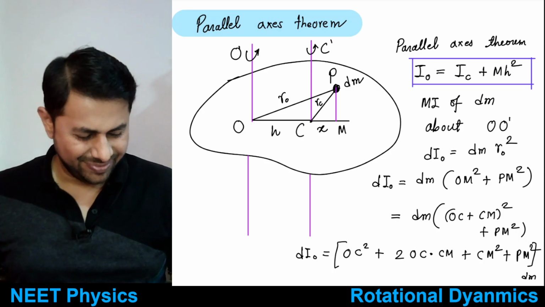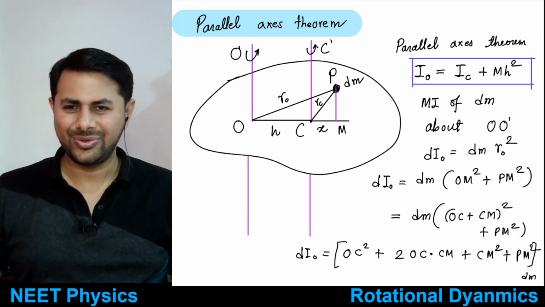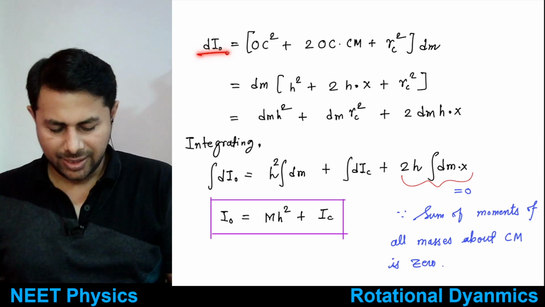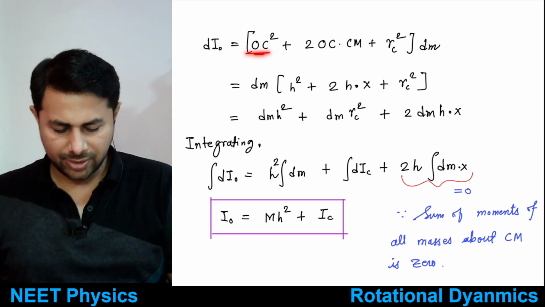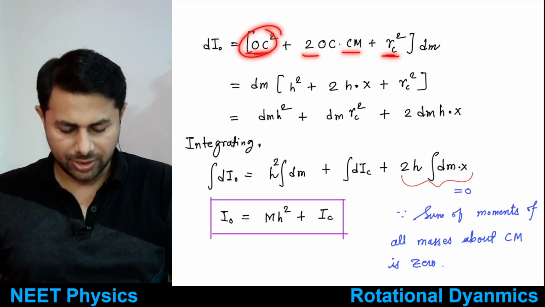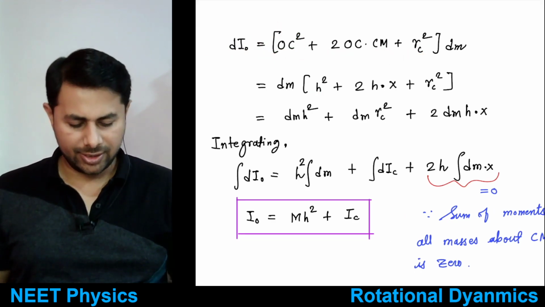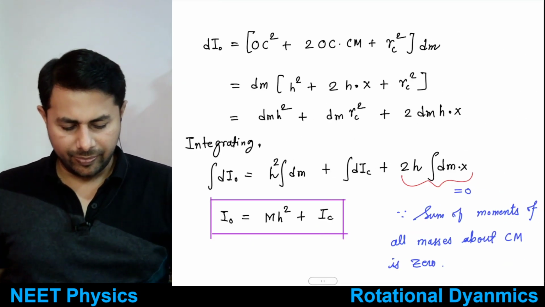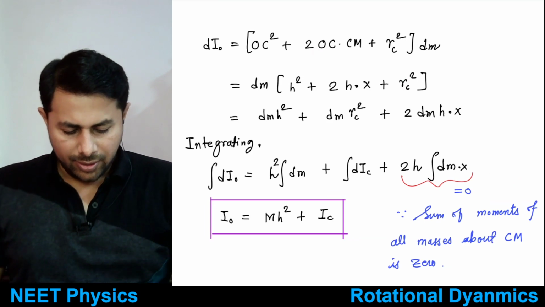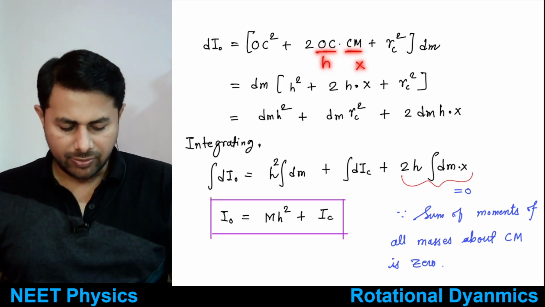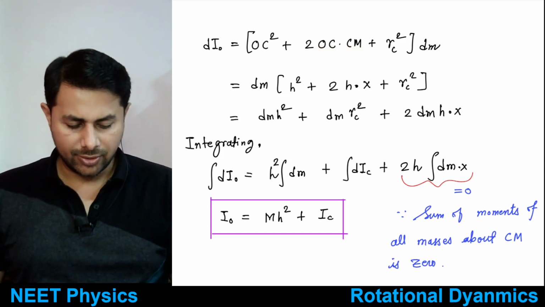Okay, this is clear? Yes, no? Okay, good. So then this is DIO. It is OC square plus 2 times OC into Cm plus RC square, and OC square is h square. The distance between two axes is h, right? So then this distance OC is equal to h, and distance Cm is equal to, suppose, x.